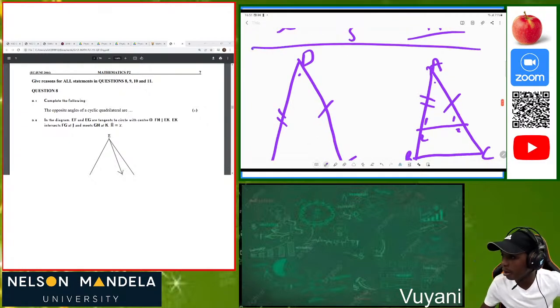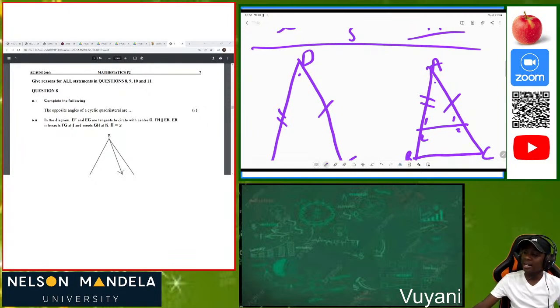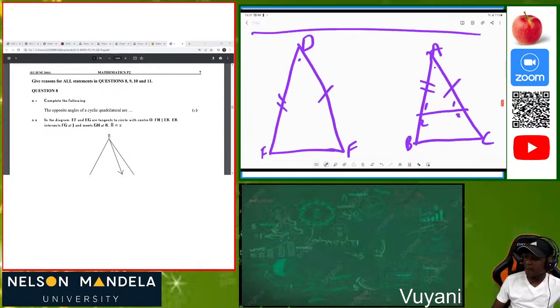Now we are dealing with similarity, and it's so essential. You must know it when you are writing your exams. You must know how to prove it by heart. All right, so what does the similarity theorem say? It says that if two triangles, we are having our two triangles here.